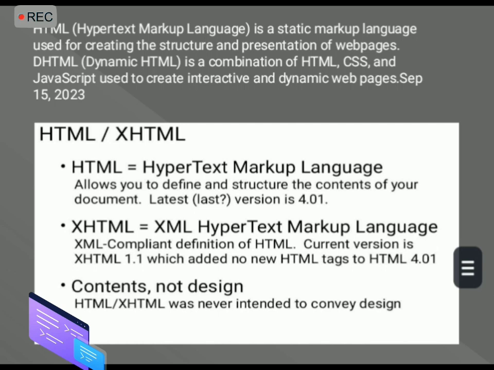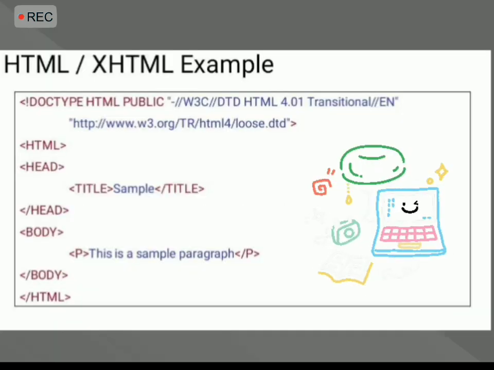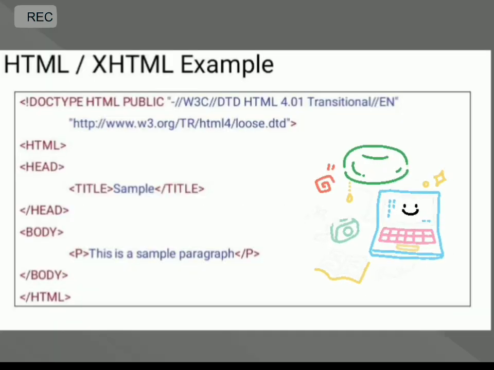And then there's XHTML or XML Hypertext Markup Language. It is an XML compliant definition of HTML. Its current version is XHTML 1.1, which added no new HTML tags to HTML 4.01. Contents, not design. HTML or XHTML was never intended to convey a design. As you can see, there's an example of HTML.